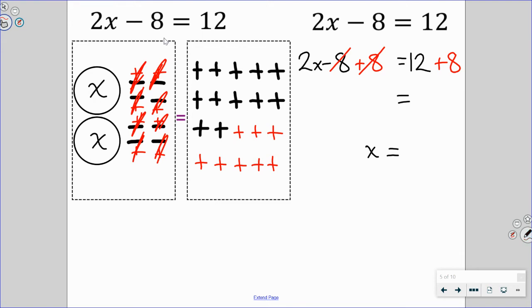As you can see with the picture, the model, we only have 2 x's on the left side, and we have 20 on the right. Okay, but Mr. Callen, we don't want to know what 2 x's are. We want to know what a single x is. So we're going to split this up, and we're going to split this up. How do you write that with numbers and symbols? We're going to split or divide each side into 2 parts. Now we do that because 2 x's split into 2 parts is a single x.